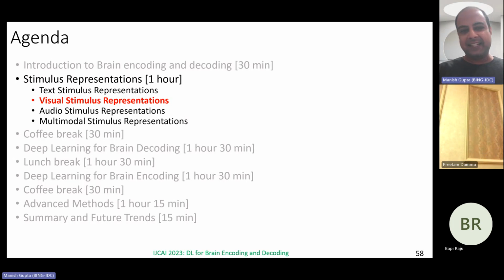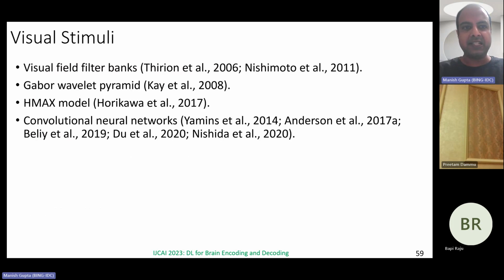I'll basically quickly try to wrap up with the stimulus representations part and then have Professor Bapi take over and talk about the brain decoding part. So before the break, I talked about text stimulus representations. Now I'm going to talk about visual stimulus representations.